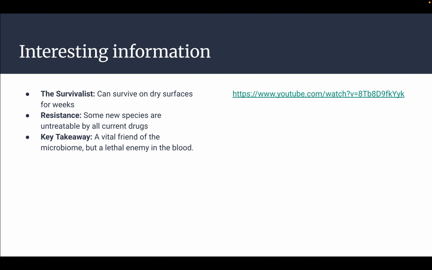So, the most interesting thing to remember is that Candida is a survivalist. There's some new species like Candida auris, and these live on dry hospital chairs for weeks. It's an important part of our body's natural world, but when it gets in the wrong place, such as the blood, it becomes a serious harmful enemy. I have a short video that will talk a little bit more about Candida auris and how they are working.